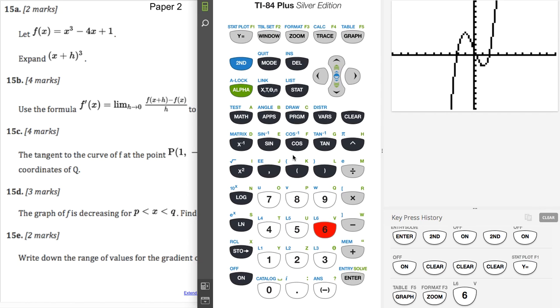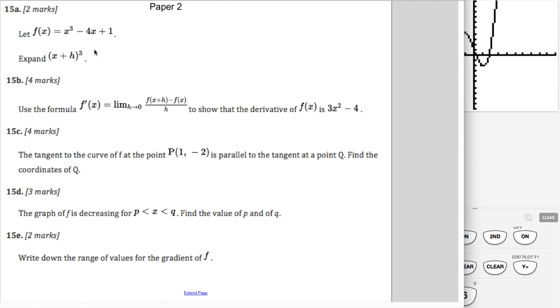Looking to do a little bit of work with respect to calculus once again, this time with first principles, as well as an application of calculus. So here we are, this is a paper 2 question, that's important to note. GDC is in play here.